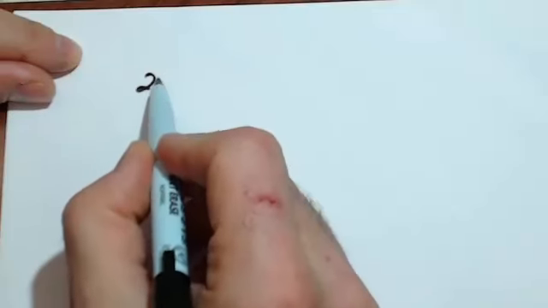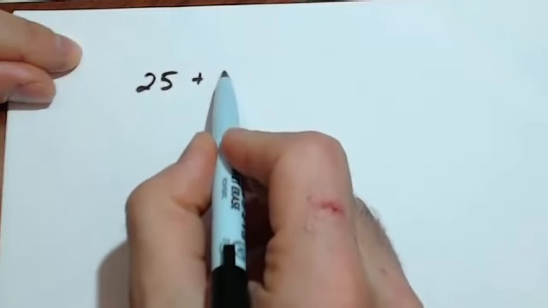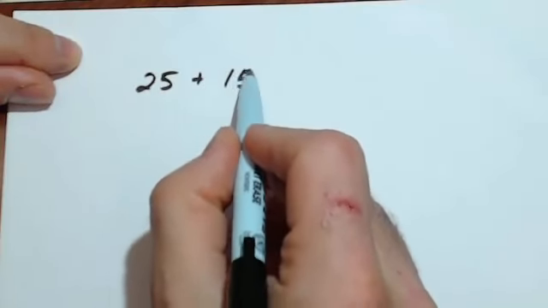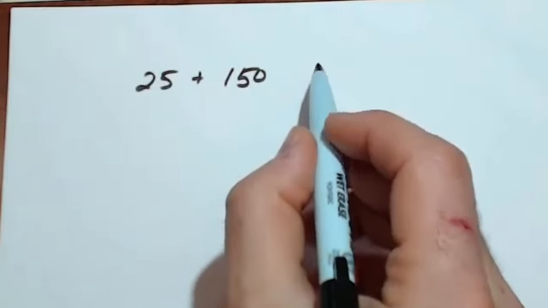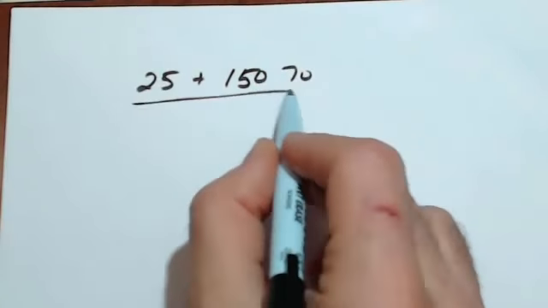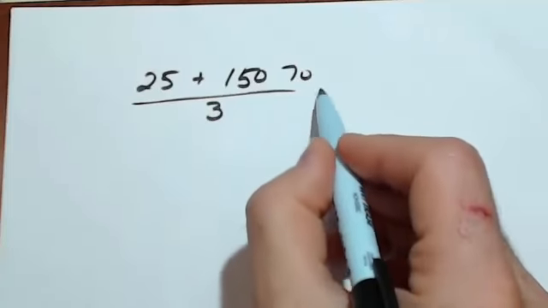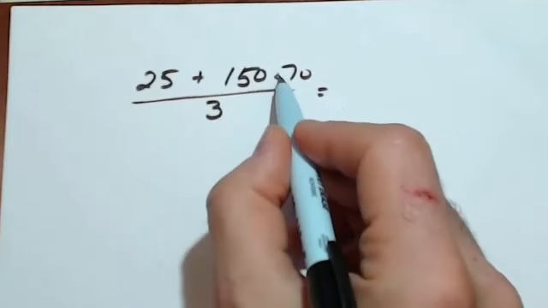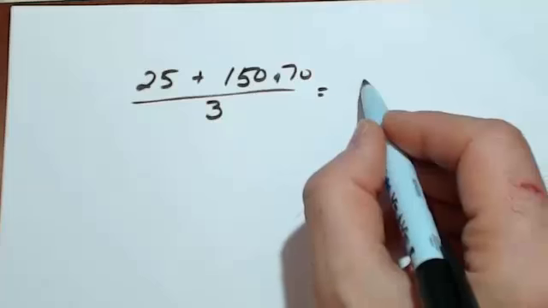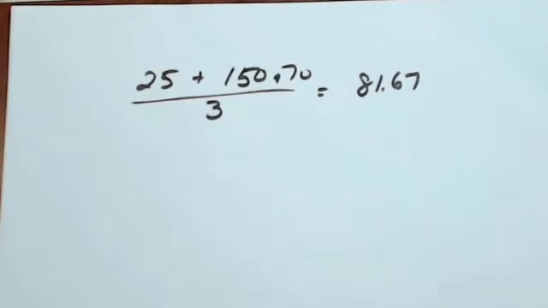So when we did the price-weighted index a couple minutes ago, we had 25, we had 150, we had 70, and we divided by 3 because we had 3 stocks in the index, and we came up with 81.67. That was the value of our index.